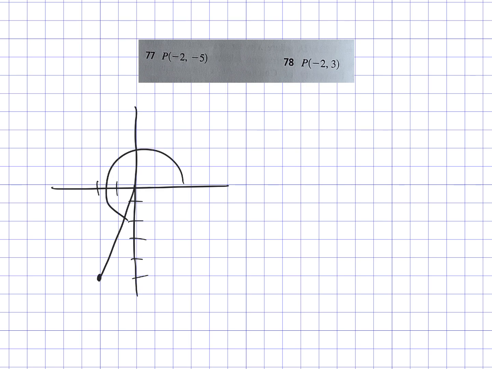All right, so we're at negative 2, negative 5. Negative 2 and negative 5. So all the way around, there's your right triangle. So we use our Pythagorean theorem. Negative 2 squared plus negative 5 squared equals R squared. So 4 plus 25 is 29. So R is the square root of 29.